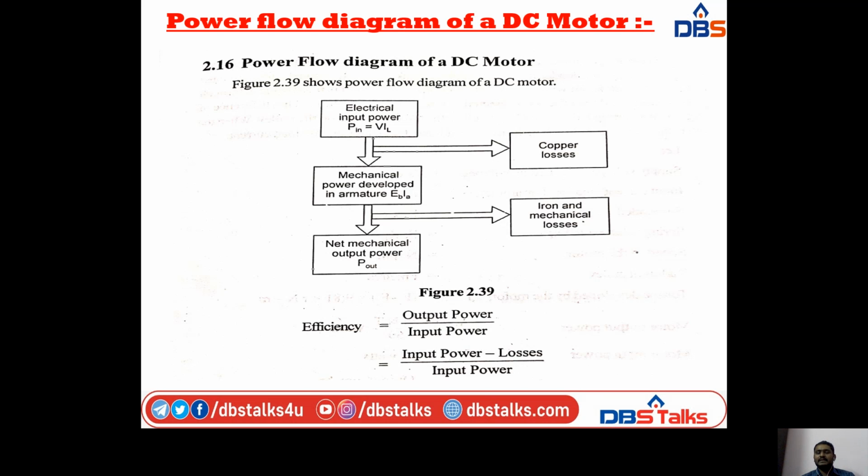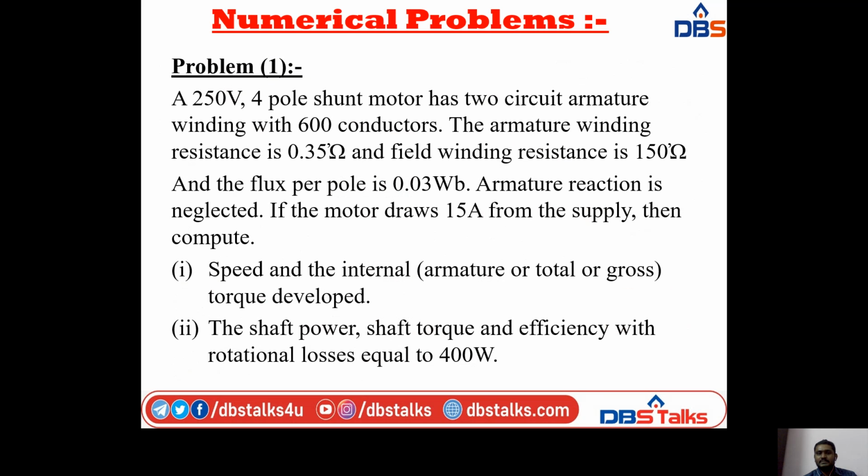From this, I am writing the efficiency of a DC motor is equal to output power by input power. Here, the output power is written in other words as input power minus total losses. These formulas are used in the numerical problems on losses of a DC motor, where we use the efficiency formula, output power and input power. So this is the losses of a DC machine concept. And next, coming to the problems.